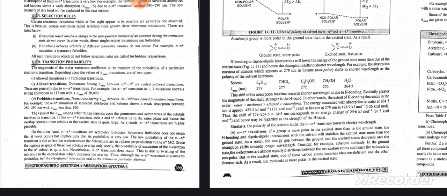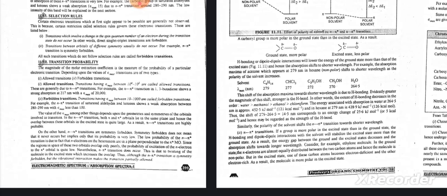Transition probability. The magnitude of the molar extinction coefficient is the measure of the probability of a particular electronic transition. Depending upon the values of the extinction coefficient, transitions are of two types: allowed transitions and forbidden transitions. Transitions having epsilon max between 10 raised to power 4 to 10 raised to power 5 are called allowed transitions. These are generally due to pi to pi star transitions, and transitions having epsilon max between 10 to 1000 are called forbidden transitions. For example, the n to pi star transition of saturated aldehydes and ketones shows a weak absorption between 280 to 290 nanometer, epsilon max less than 100.